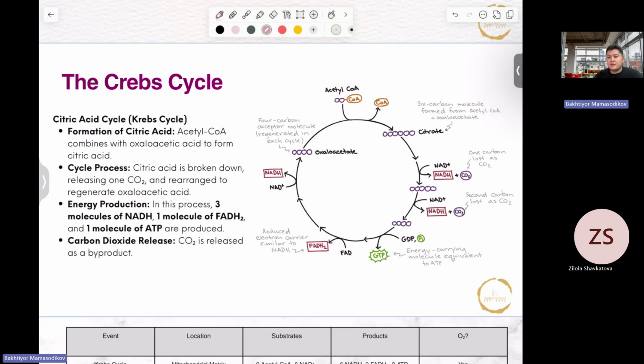Okay, the Krebs cycle is a repeating loop of reactions inside the mitochondrial matrix. I showed you the mitochondrial matrix before, where the PDC is happening. So the Krebs cycle will also happen in the mitochondrial matrix, okay?